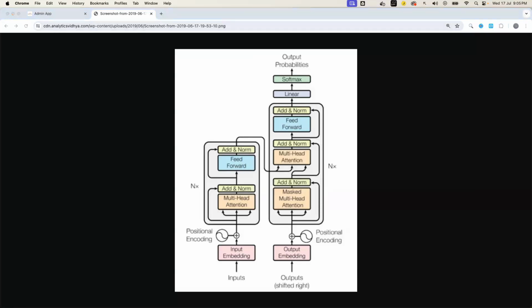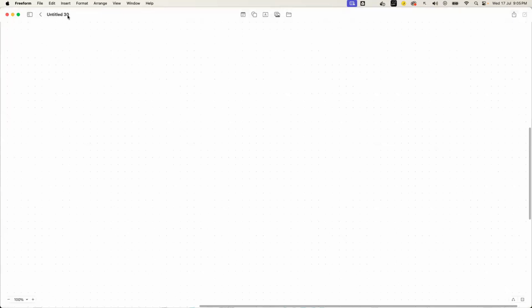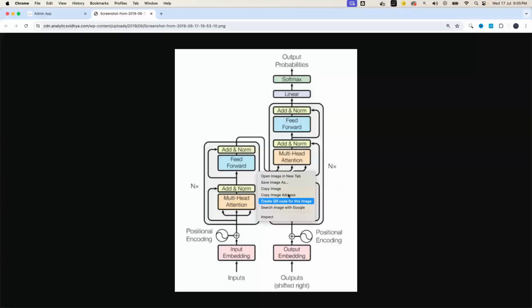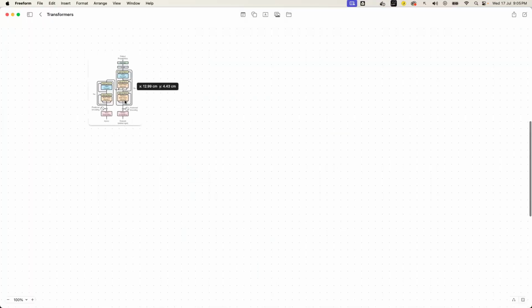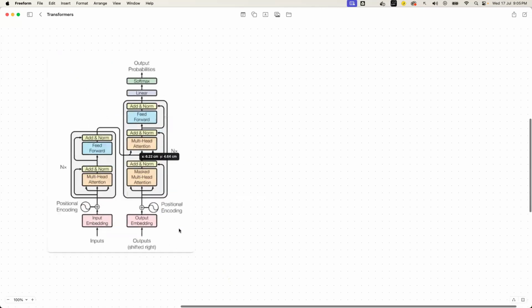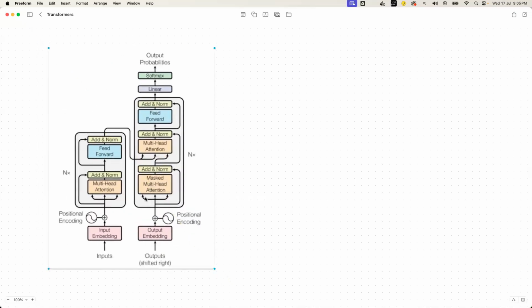So let's try to understand each of these parts, because it's very important for the examination that you understand the idea behind each and every layer that you see over here in this transformer architecture. So I'll start by getting this file over here. Okay, so this is how our transformer architecture would look like. We can see this is the transformer architecture.